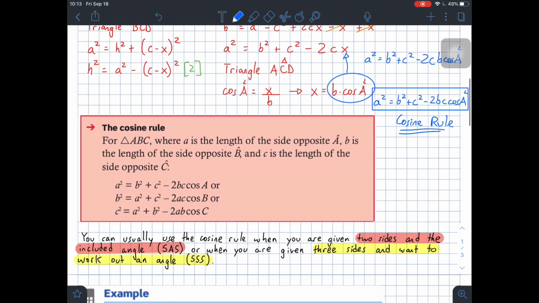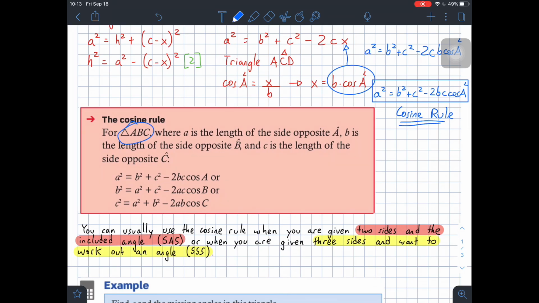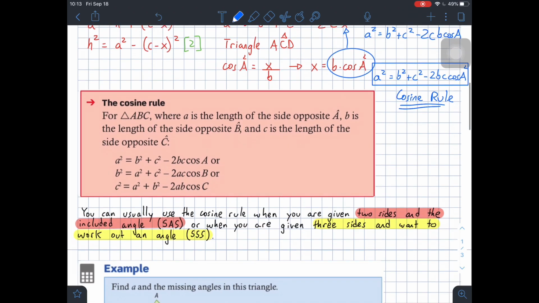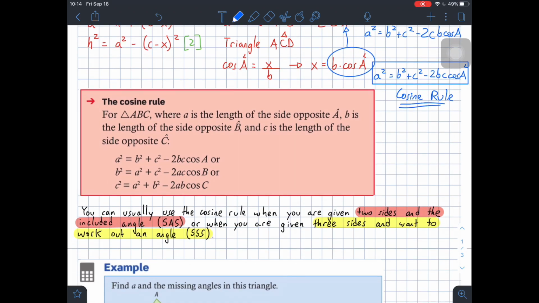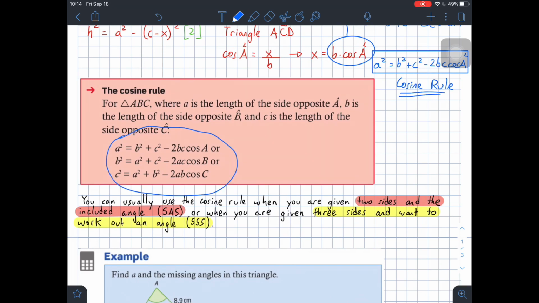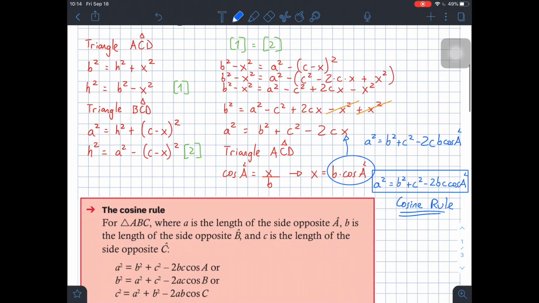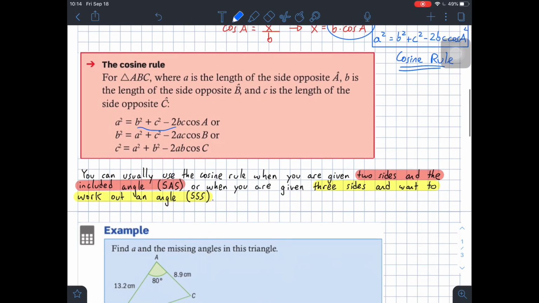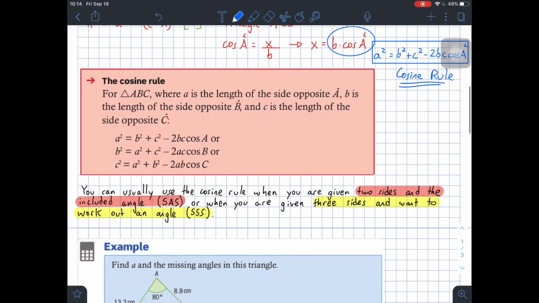It says, the cosine rule. For triangle ABC, where a is the length of the side opposite to angle A, b is the length of the side opposite to angle B, and c is the length of the side opposite to angle C, we have these three different forms of presenting the cosine rule. This is the one we demonstrated in this problem: a squared equals b squared plus c squared minus 2bc cosine of A. Or we could also express it this way, right? b squared equals a squared plus c squared minus 2ac cosine of B. Or c squared equals a squared plus b squared minus 2ab cosine of C.